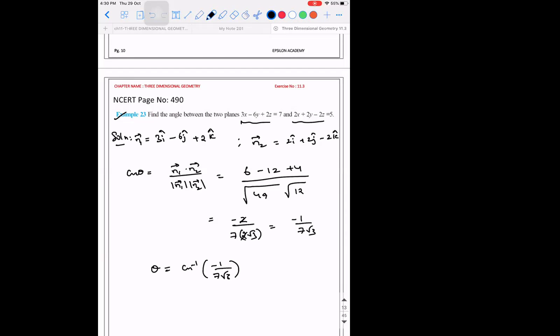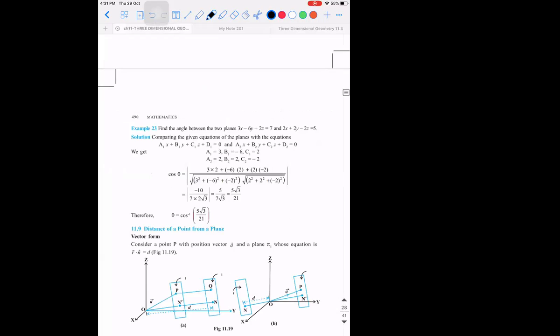It's minus 4, sorry. 3 into 2 is 6, divided by 7 root 3. So 6 minus 4 is minus 5, divided by 7 root 3. Minus 5, right? Actually, you will get minus 10. Yes, minus 10 you will get. Minus 10 divided by 7 root 3. The 2 will cancel.